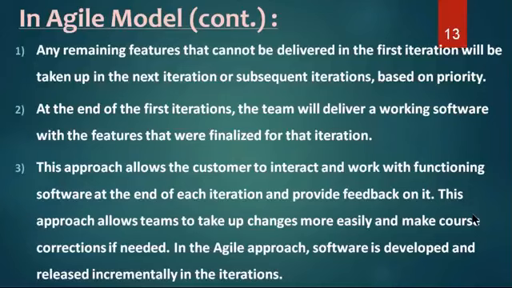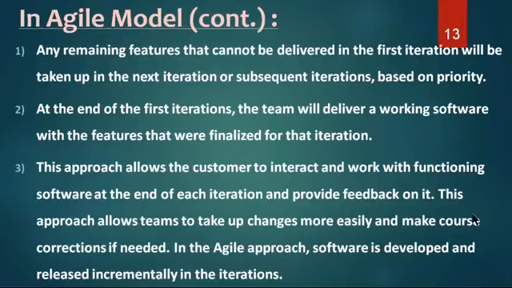That flexibility we have. At the end of the first iteration, the team will deliver working software with the features finalized for that iteration. That means this approach allows the customer to interact and work with functioning software at the end of each iteration and provide feedback on it. Communication is very, very important in Agile. This approach allows the team to take up changes more easily and make course corrections if needed. At any time, we can take the requests our clients are making.